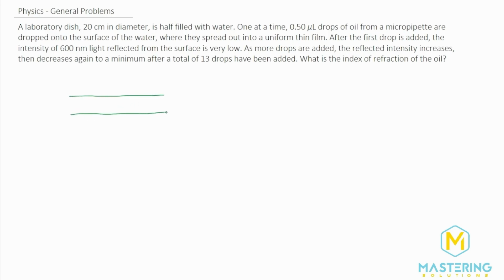This is another thin film problem, and so let's draw a picture first to see what's happening with our thin film. We're told that we have a laboratory dish, and it's half filled with water. So on the bottom of our thin film is the water, which has an n of 1.33. On top is the air, which has an n of 1. And in the middle is where this oil is getting dropped in. They tell us that the index of refraction of the oil is what we're looking for, so we have to figure that out.